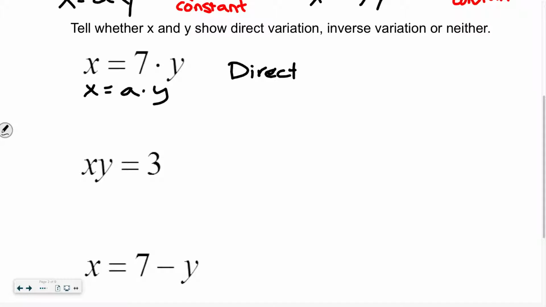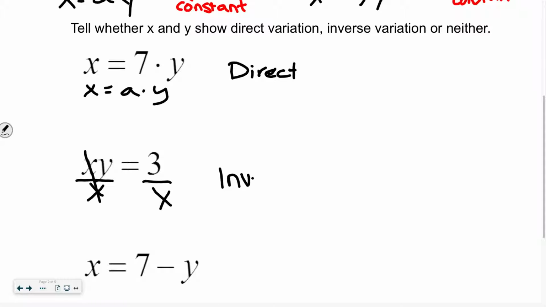This one, what's your constant? 3. Now it's a little bit harder to see if it's being multiplied or divided by a variable because all the variables are on the other side, but could you move a variable to the other side? Yeah, what do you want to do? Divide by x. So this is an example of inverse variation.